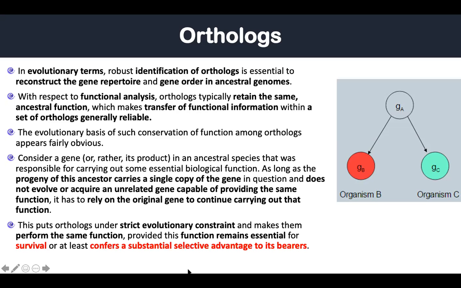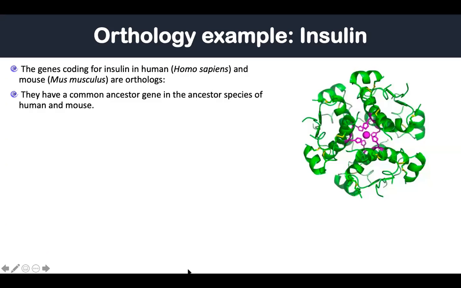So this is orthologs. An example of orthology is insulin, right? The genes coding for insulin in humans and mouse are actually very similar and they're known as orthologs, okay? They have a common ancestor gene in the ancestor species of human and mouse.